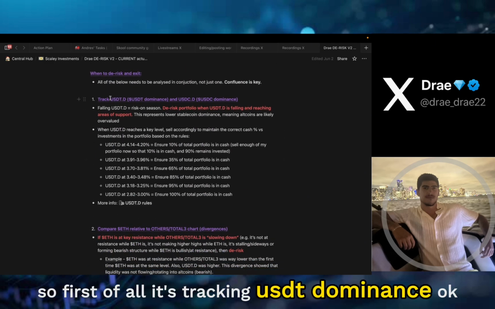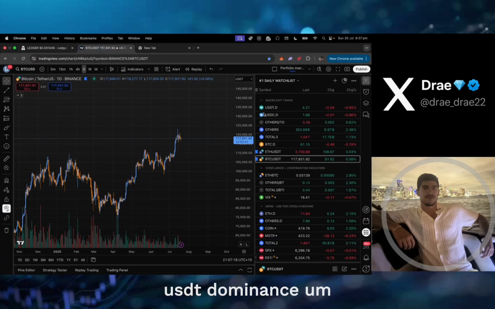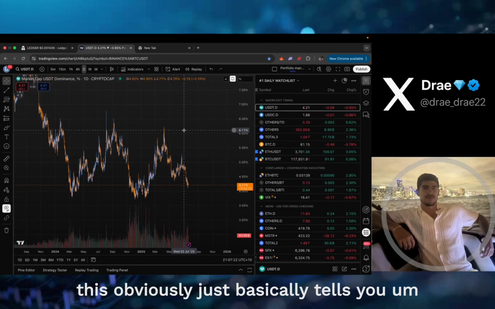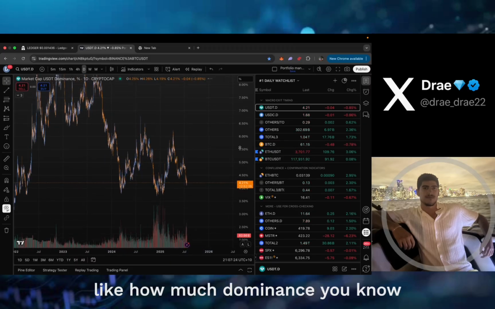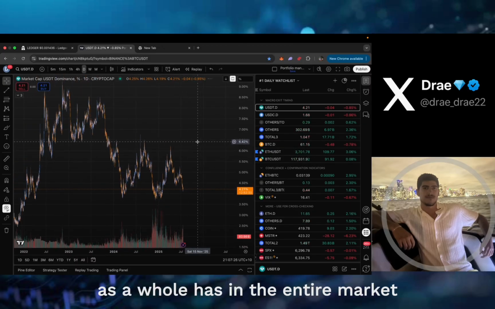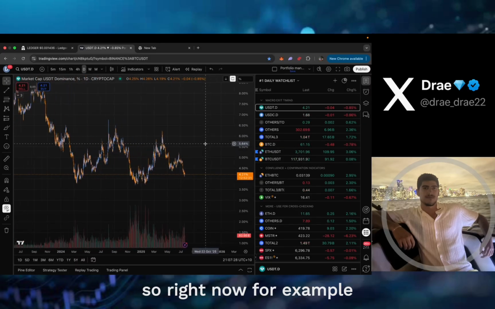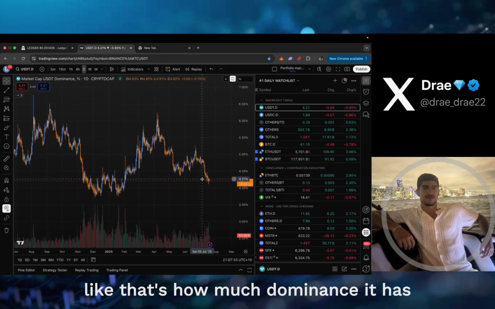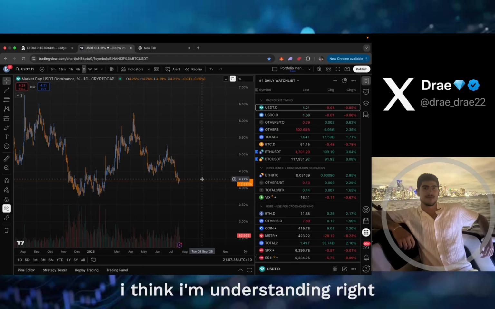So first of all, it's tracking USDT dominance. This basically tells you how much dominance USDT as a stablecoin as a whole has in the entire market. So right now, for example, it represents 4.21% of the market. That's how much dominance it has. I think I'm understanding that right.